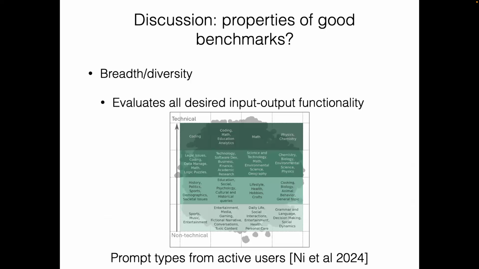Okay, so we've gone over some examples of benchmarks, but what are some different properties? Well, first is you want to have this breadth or diversity: evaluating all of the input-output functionality that's relevant for your particular use case. The use case with developing a really general purpose model is maybe to have decent performance on any possible prompt. So this is an interesting picture from a paper.